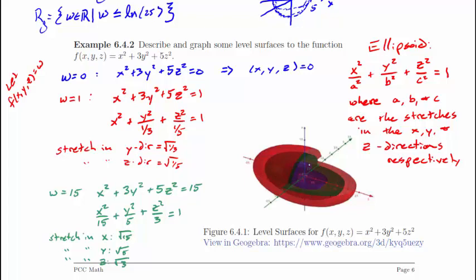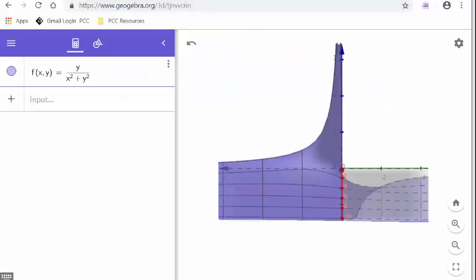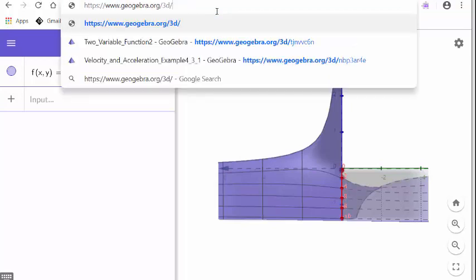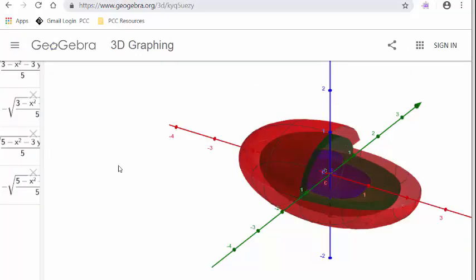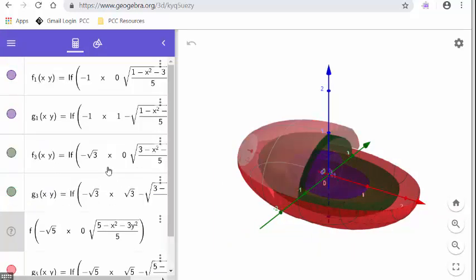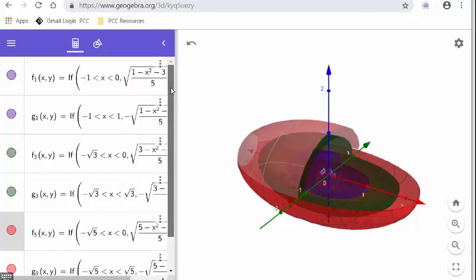So for each of these, let's go ahead and pull up the GeoGebra here. I'm going to type in that link real quick. It doesn't work in the software that I'm working with as well as I would like. So KYQ5UEZY. So this was actually pretty tough for me to do, to get these cutouts, but the idea is all here.